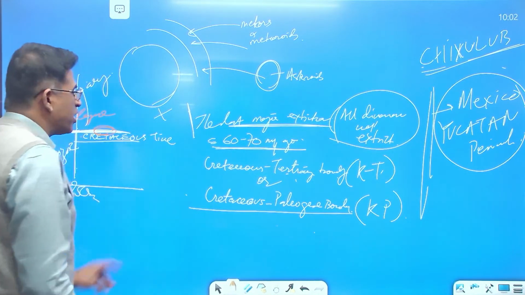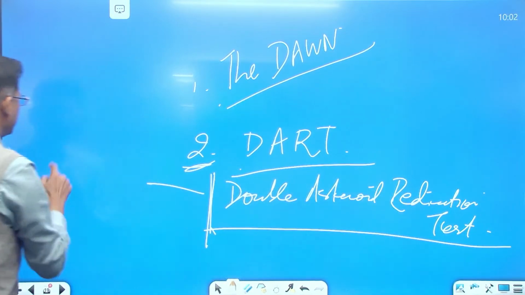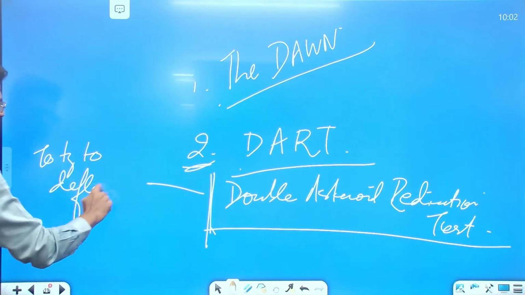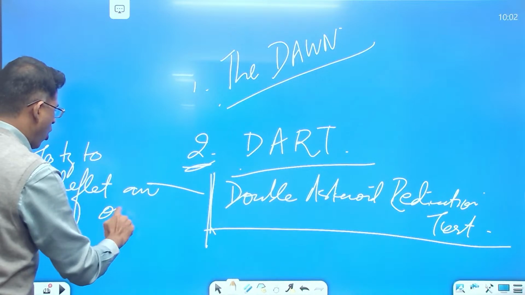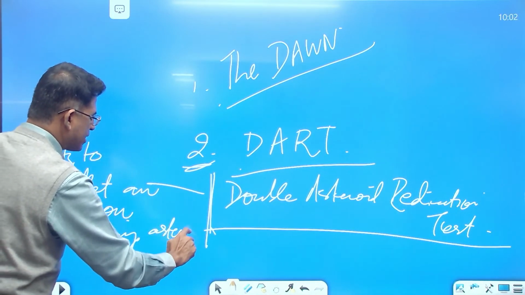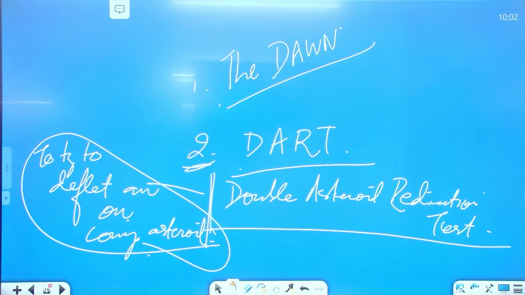This DART mission is that. What is the objective of the DART mission? To try to deflect an oncoming asteroid. The objective is to deflect an oncoming asteroid.